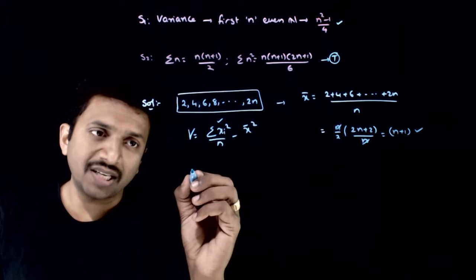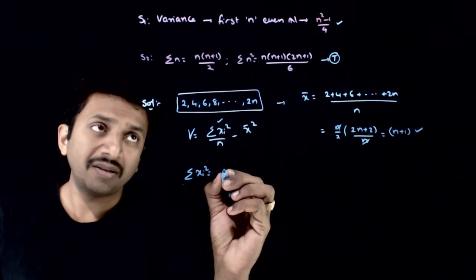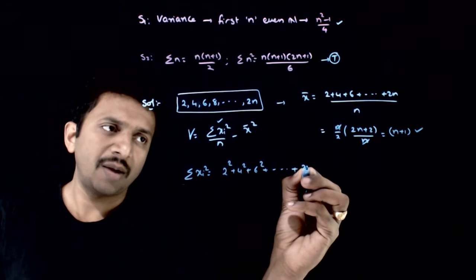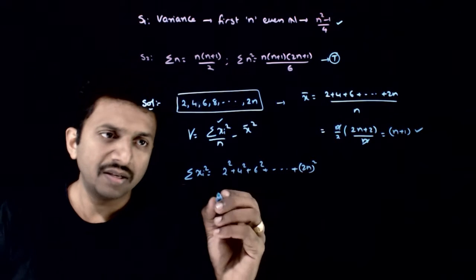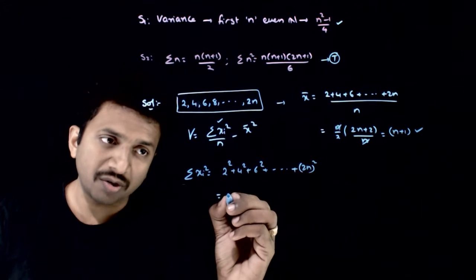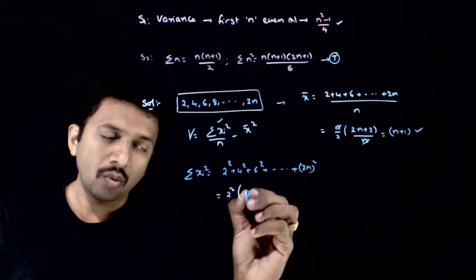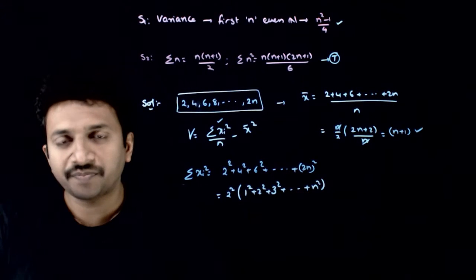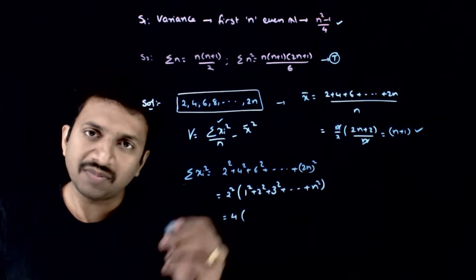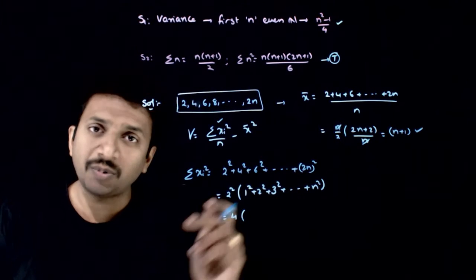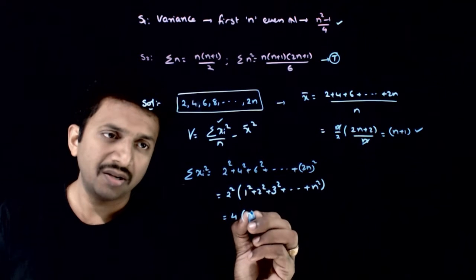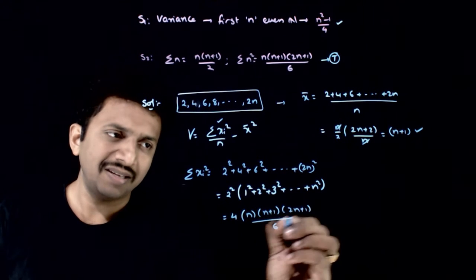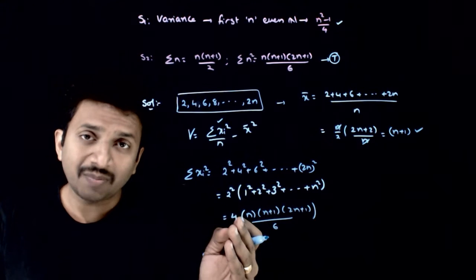Now let us find Σxi². Σxi² is nothing but 2² + 4² + 6² and so on up to (2n)². If you take 2², that is 4, as common, you have 1² + 2² + 3² and so on up to n². So that is equal to 4 times the sum of the squares of the first n natural numbers. You have n(n + 1)(2n + 1)/6. So this is Σxi².